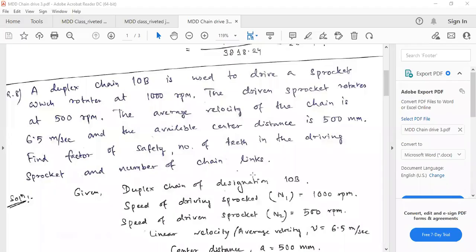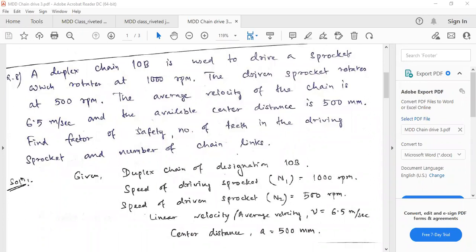Okay, students. So in this video, we will be looking at some numericals of chain drive. So here is the first example. A duplex chain 10B is used to drive a sprocket which rotates at 1000 rpm. The driven sprocket rotates at 500 rpm. The average velocity of the chain is 6.5 meter per second, and the available center distance is 500. Find factor of safety, number of teeth in the driving sprocket, and number of chain links.